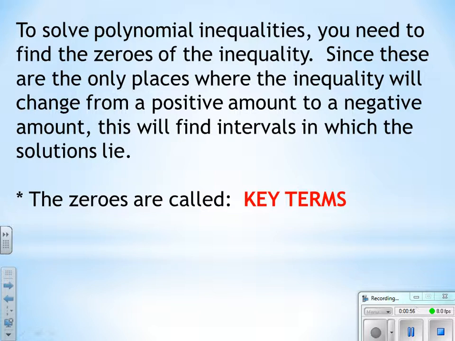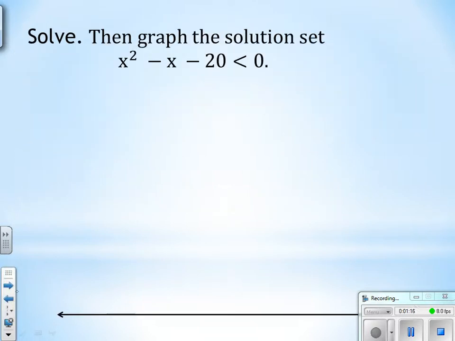So the numbers that will be those stops and starts to our intervals are called key terms. They are zeros for our polynomial. There's a variety of ways in which we're going to find those zeros. They're going to look familiar with information or skills that we've done in our previous sections. So why don't we get started on our first kind.